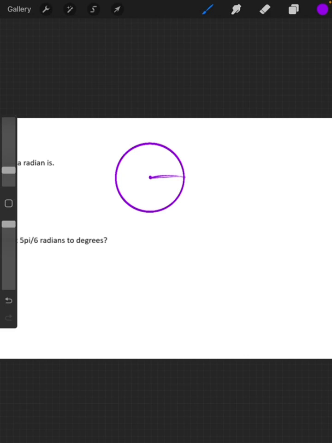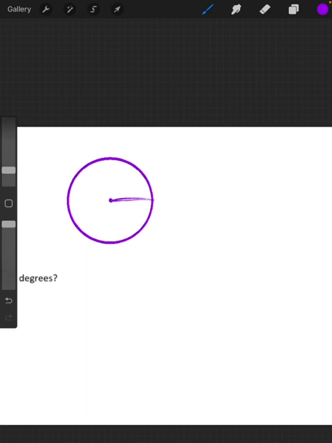Technically, radians are an alternative to degrees, and they measure using pi. So a full circle is 360 degrees, which is equal to 2 pi radians, and then just 1 pi radian would be 180 degrees.